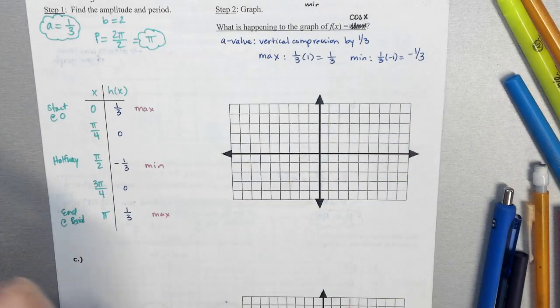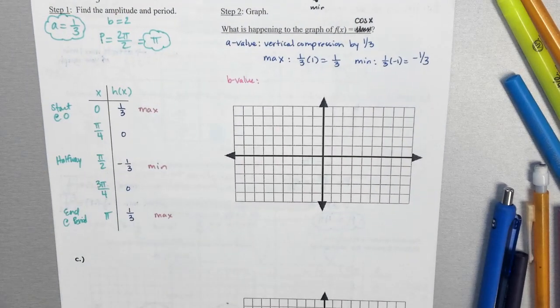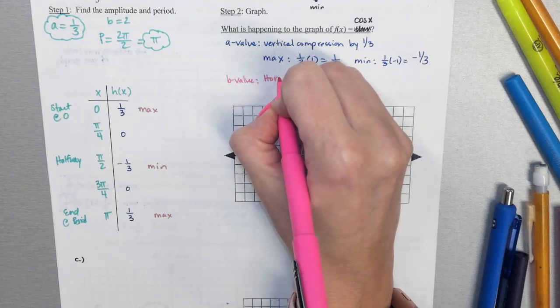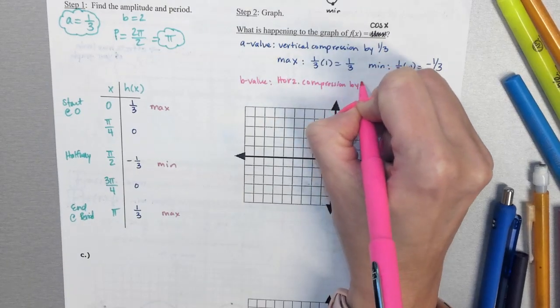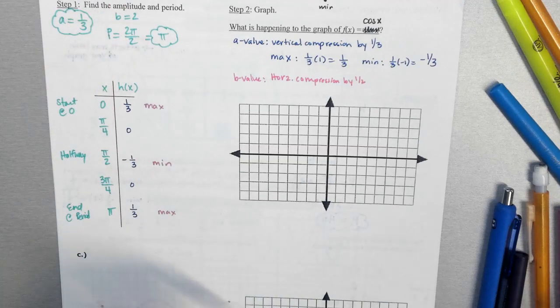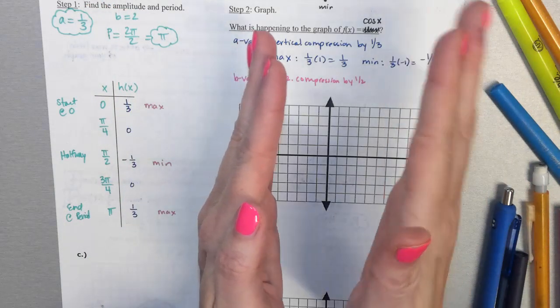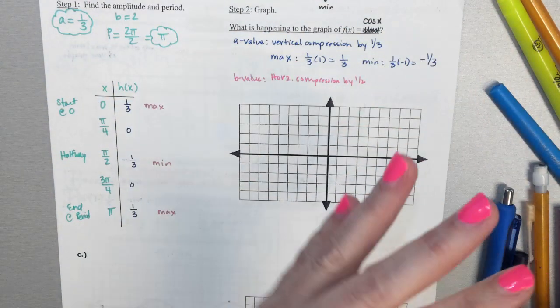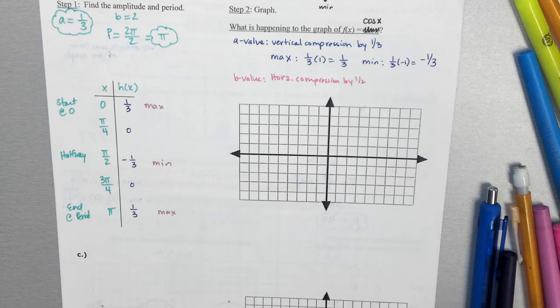Okay, what this B value does is you have 2, and if you flip it, there's a horizontal compression by 1/2, because you do the reciprocal. So the compression means that you are smushing the graph together this way, and you are smushing the graph together up and down. Okay, so you are going to have a wider graph, and it is going to have more cycles from 0 to 2 pi.